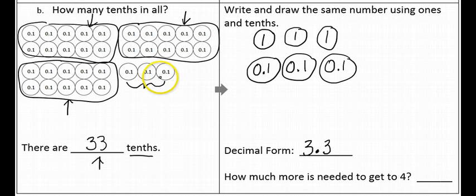Now, how many more do I need to get to 4 wholes? Well, I only have 3 tenths in that last group. I need 10 tenths in all to get to my next whole number, so that means I would need 7 more tenths to get to my next whole number, or to get to 4 wholes in all.